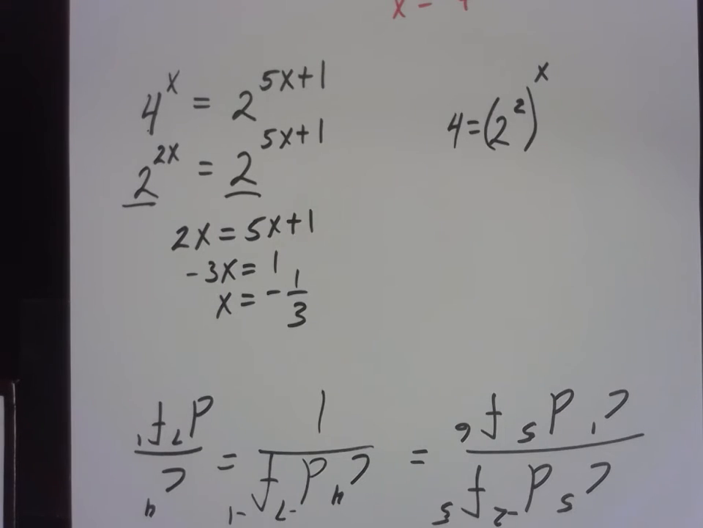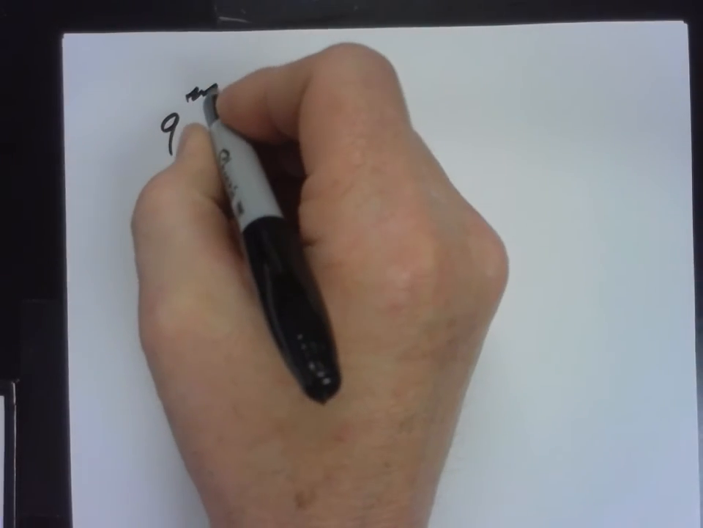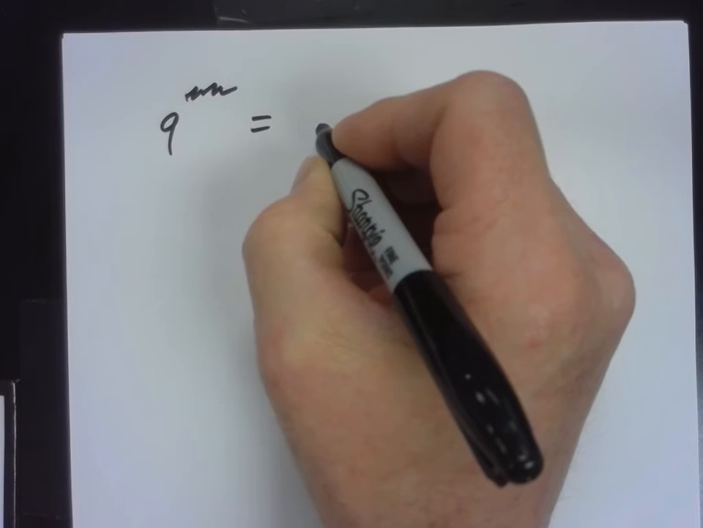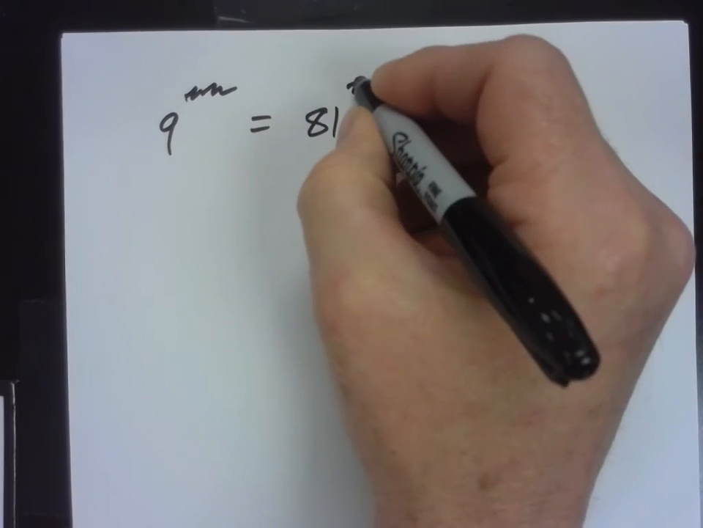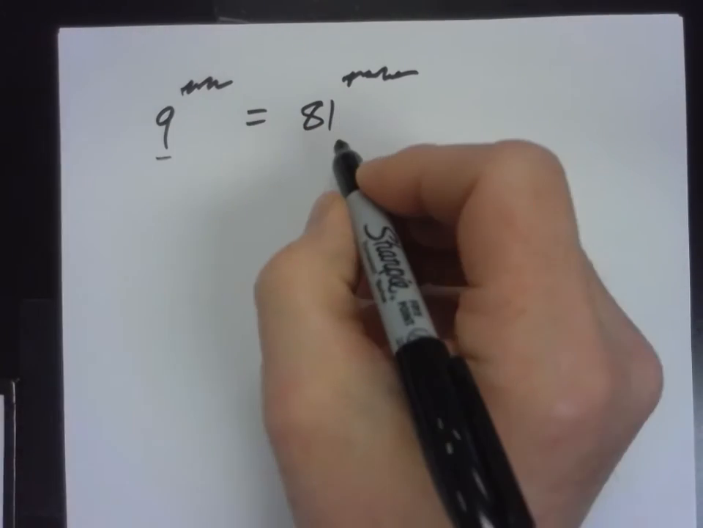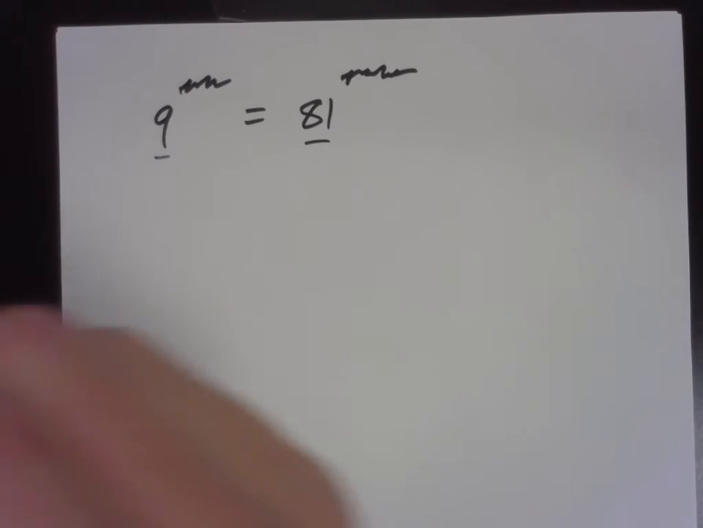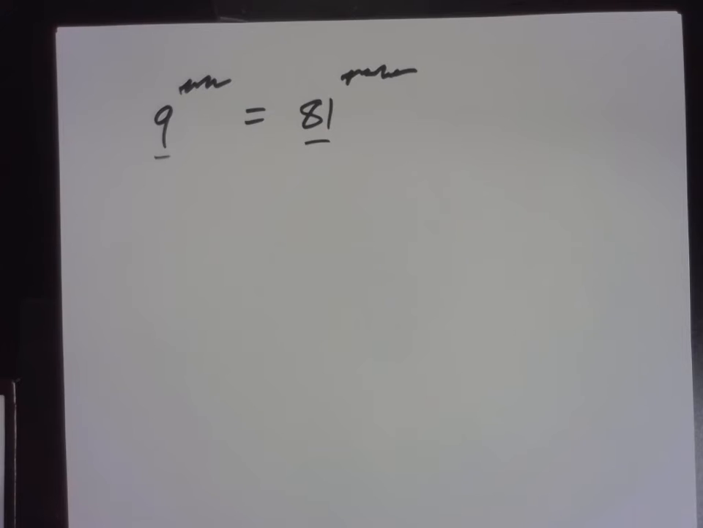So, okay, I think what we need to practice the most is thinking about, can we write things so that they have the same base? So let's say I have 9 to some power, doesn't matter, and I have, I don't know, 81 to some power. Can I get these bases to be the same thing? Yes. Right? So what are you guys thinking?